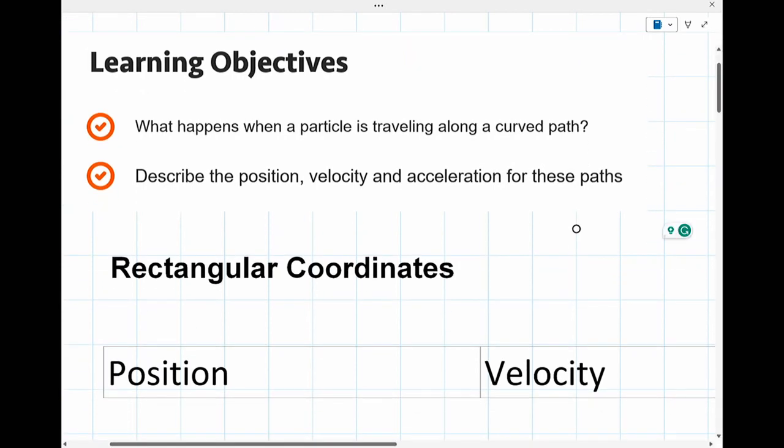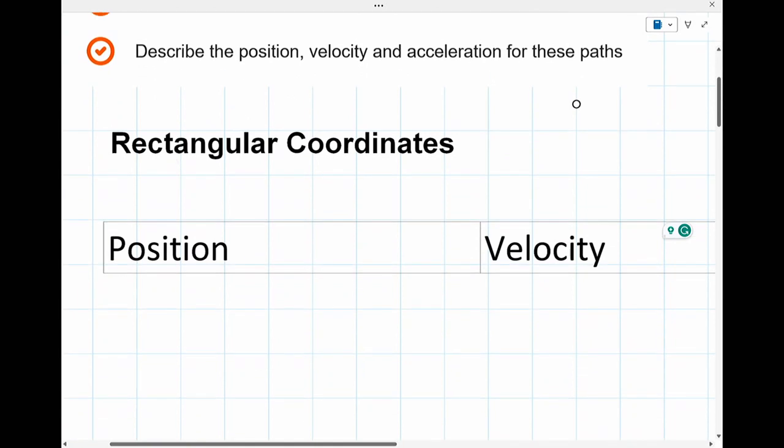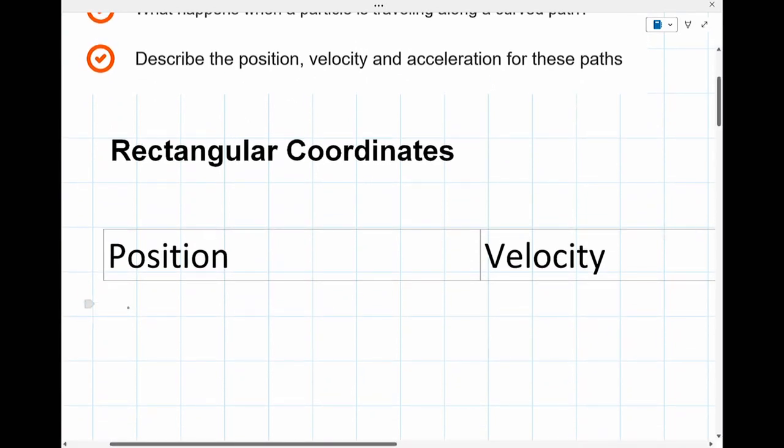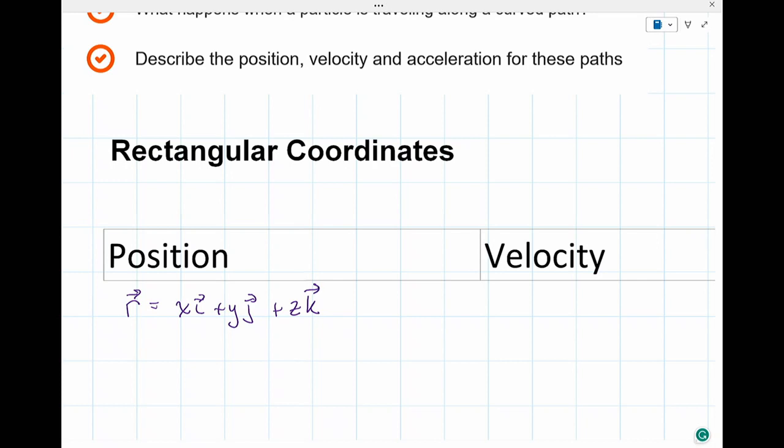Lecture 3. What happens when a particle is traveling along a curved path? And also, how do you describe the position, velocity, and acceleration of these paths? So, starting out, we already have defined rectangular coordinates. That is, we have an r vector, and that's equal to x i, y j, plus z k.